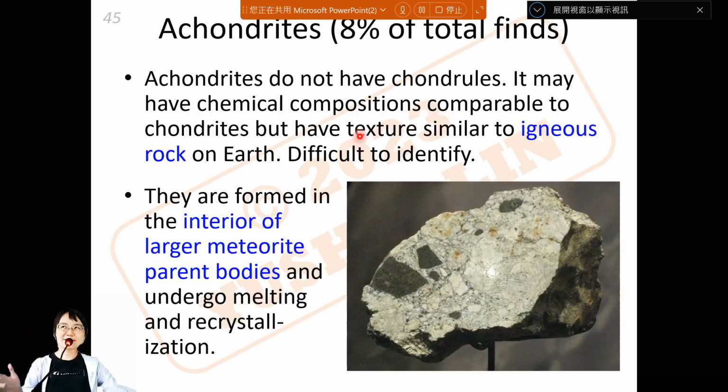Previously, I talked about chondrite. There is another type of meteorite called achondrite. It represents 8% of total finds. In English, if you have A in front of a noun, it usually means the inverse or the reverse of that term. Achondrites do not have chondrules. They may have chemical composition comparable to chondrite, but have texture similar to igneous rock like this one. Look at this. I think by looking at this figure, you will say this is a piece of igneous rock on Earth. But in reality, it is achondrite.